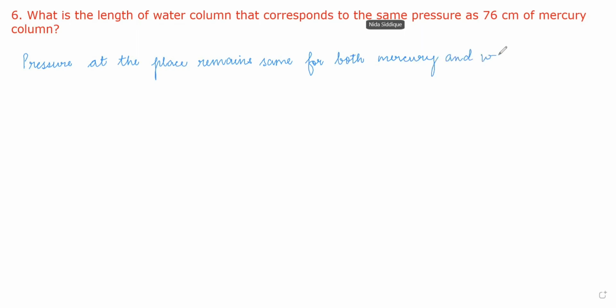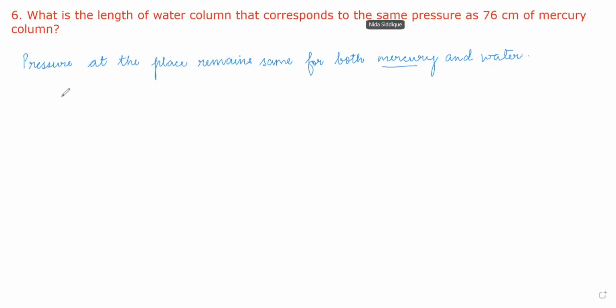Now let's move on to question number 6. What is the length of water column that corresponds to the same pressure as 76 centimeter of mercury column? So let's solve this question. So we know that pressure at the place remains same for both mercury and water. Okay, now let's consider mercury first.